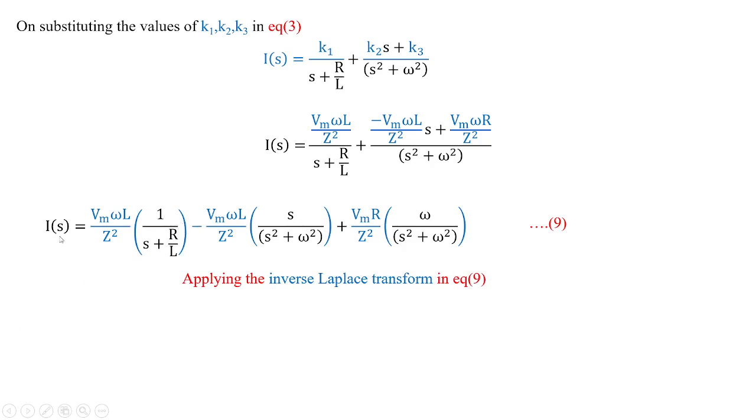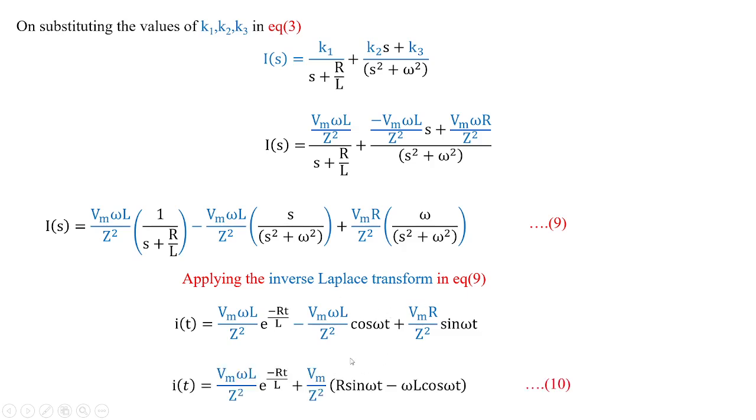I'm going to get I of s equal to I of t, right? The omega Vm omega L by z square will remain as it is, but the inverse Laplace of 1 by s plus R by L will give you e power minus R by L t. Now this becomes minus Vm omega L by z square as it is. The inverse Laplace of s by s square plus omega square is cos omega t, and that of omega by s square plus omega square is nothing but sin omega t. Fine.